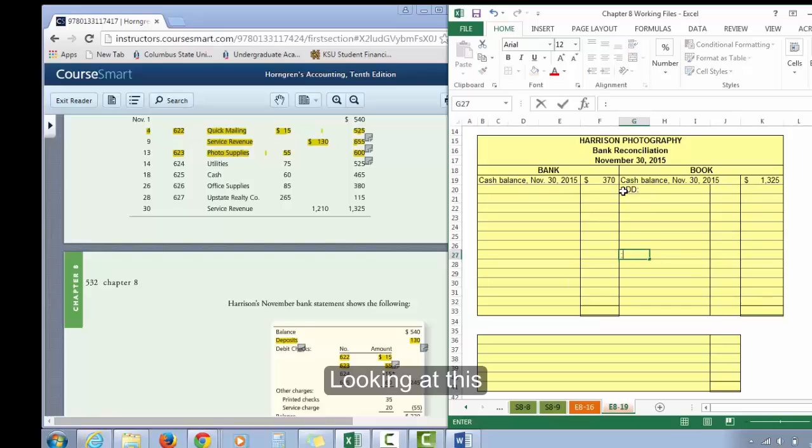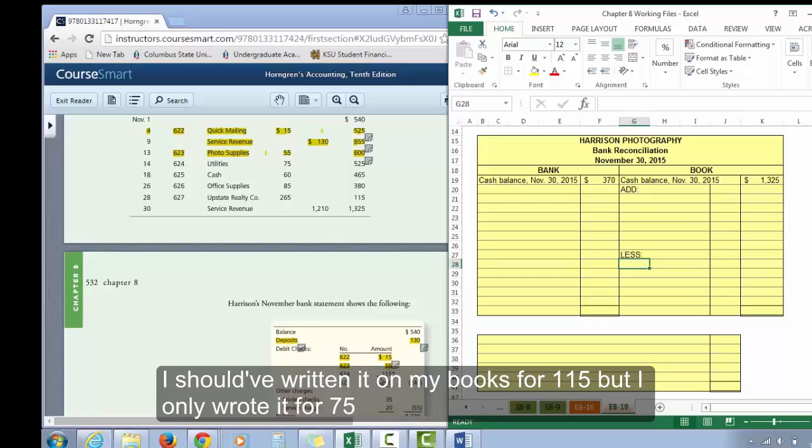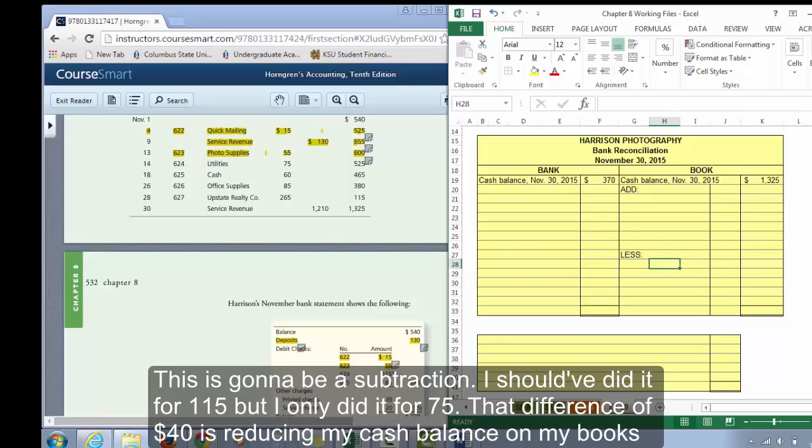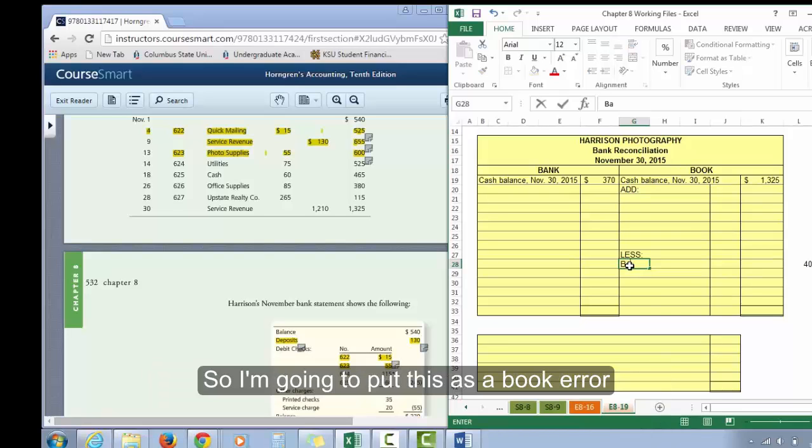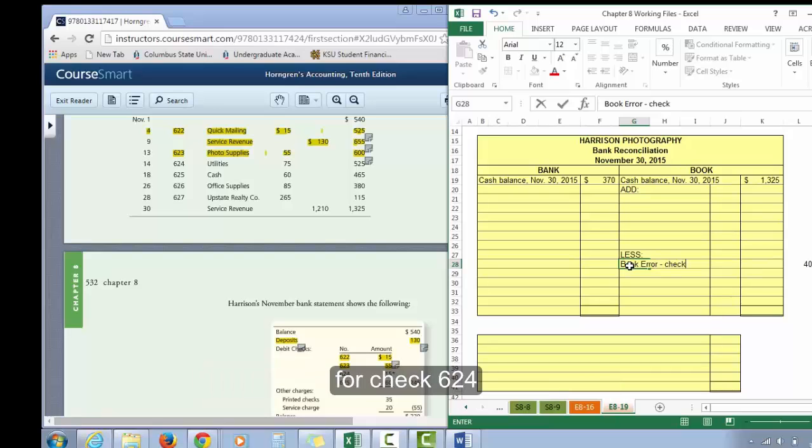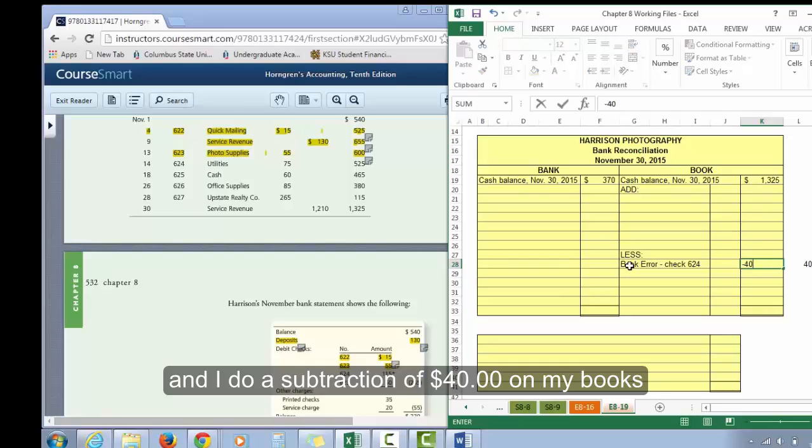Now, looking at this, I should have written it on my books for $115, but I only wrote it for $75. So this is going to be a subtraction. I should have done it for $115, but I only did it for $75. So that difference of $40, that's going to reduce my cash balance on my books. So I'm going to put this as a book error for check 624. And I'm doing a subtraction of $40 on my books.